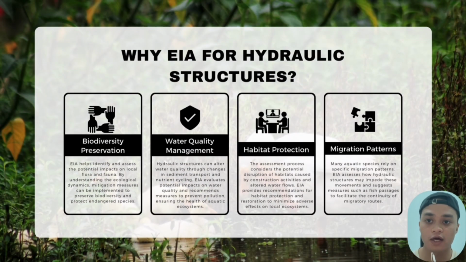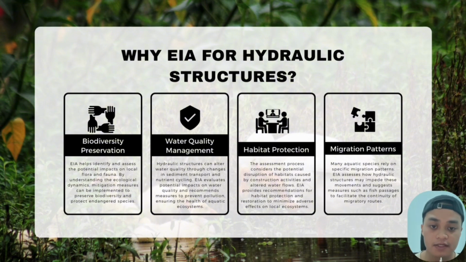Why EIA for hydraulic structure? The first reason is biodiversity preservation. The EIA helps identify and assess the potential impact on local flora and fauna, and by understanding the ecological dynamics, mitigation measures can be implemented to preserve biodiversity and protect endangered species.